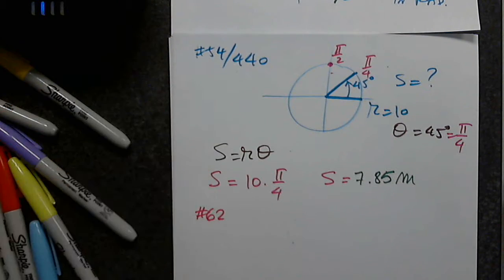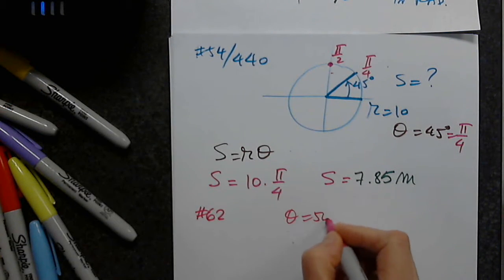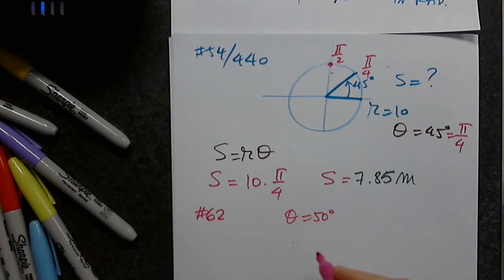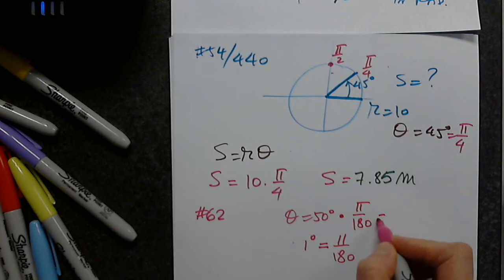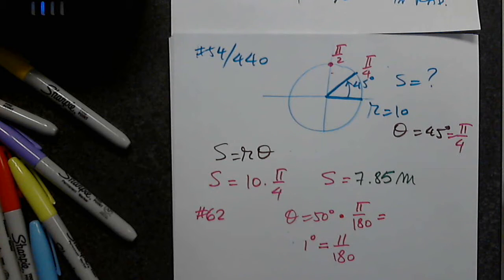Very good question. Let's say theta equals 50 degrees. I know that 1 degree is the same as pi over 180. So all I have to do is multiply this by pi over 180, and I will get the translation. So I multiply 50 by pi and divide by 180.